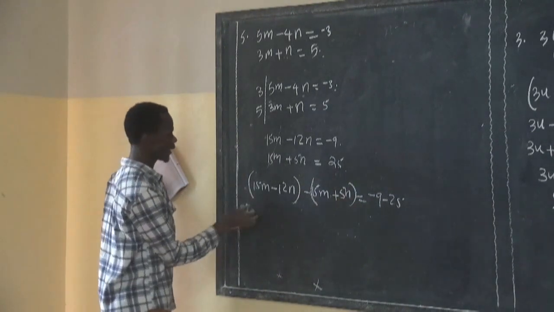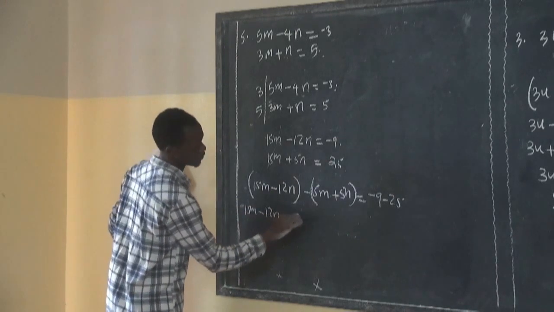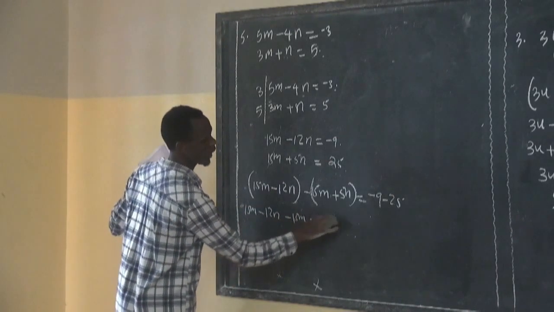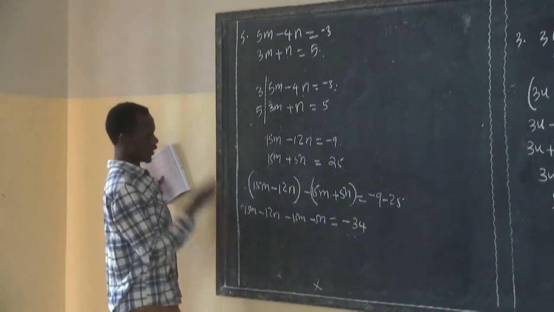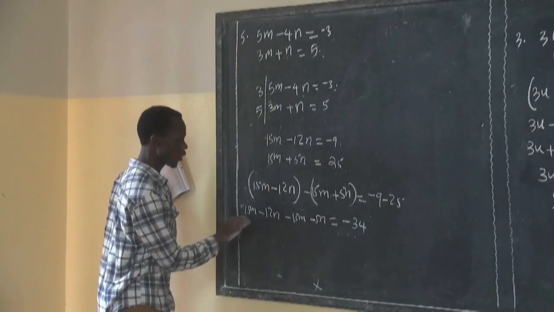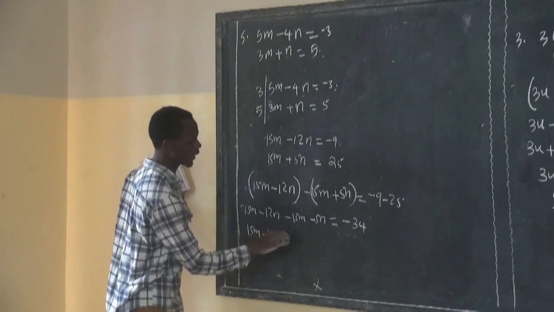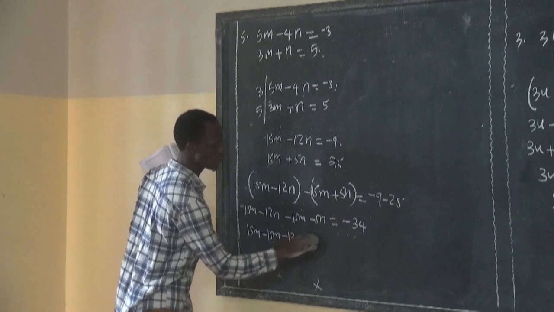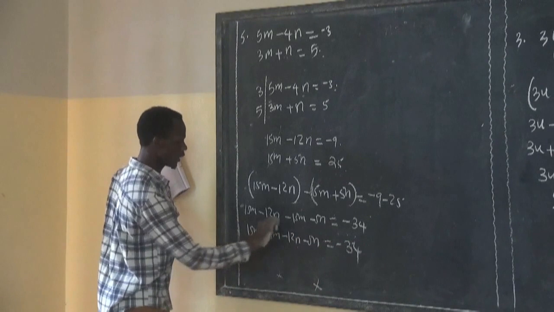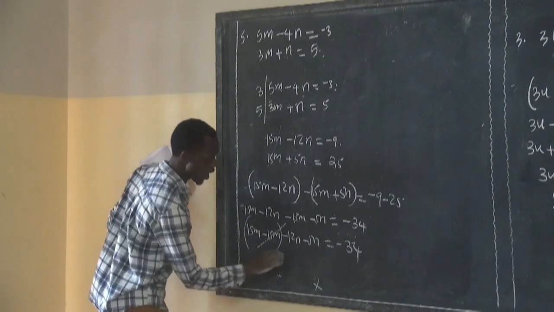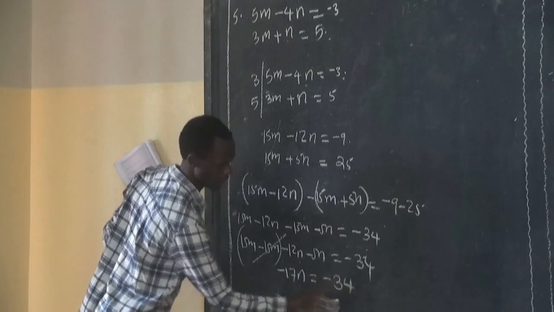Now, removing the bracket, you have 15m minus 12n minus 15m, then negative 5n is equal to negative 34. Therefore, now you have to collect the like terms. Now you have 15m minus 15m, then negative 12n, negative 5n is equal to negative 34. Here, 15m automatically cancels. Now you have negative 17n is equal now to negative 34.